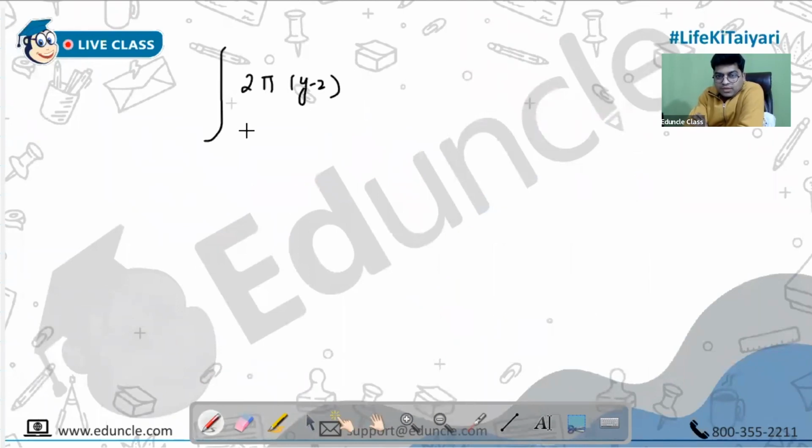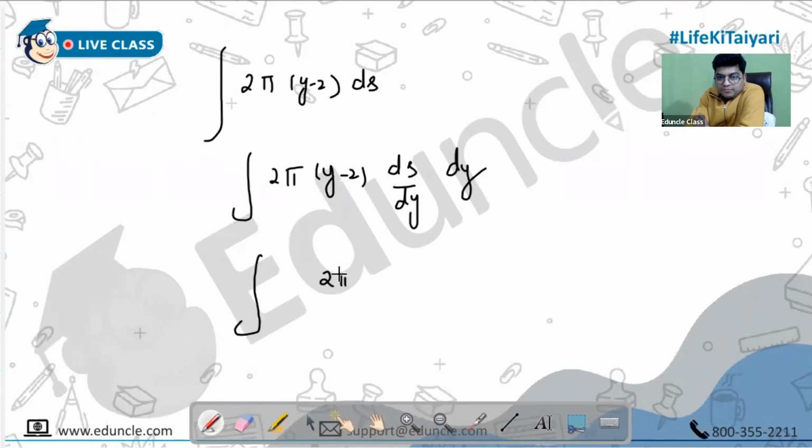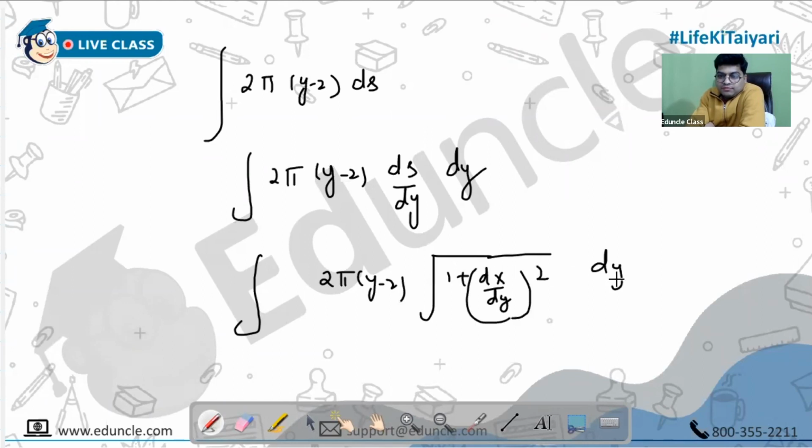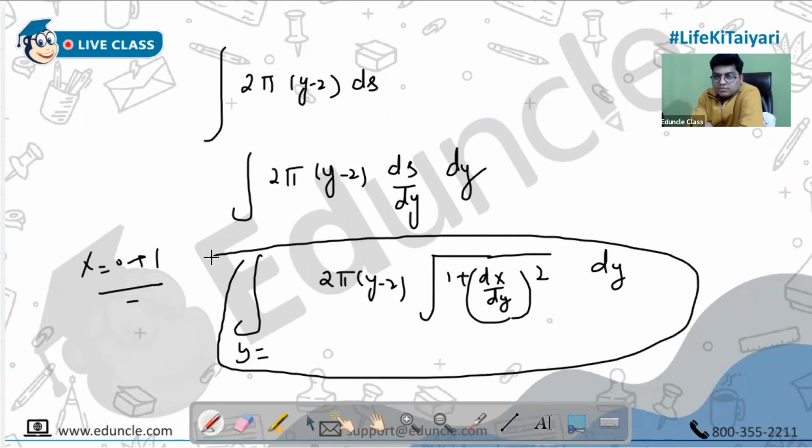One more thing. I was saying 2 pi y minus 2 ds. You can also write ds as ds by dy times dy. You can write whatever you want. This is square root of 1 plus dx by dy the whole square, dy. Put the limit of y, x is 0 to 1. Then y is whatever. You will find the same answer. This is up to you, in which system you want to find the answer. With respect to y, you want to integrate. With respect to x, you want to integrate. With respect to s, with respect to theta, with respect to r, you want to integrate. We will discuss theta and r later on.